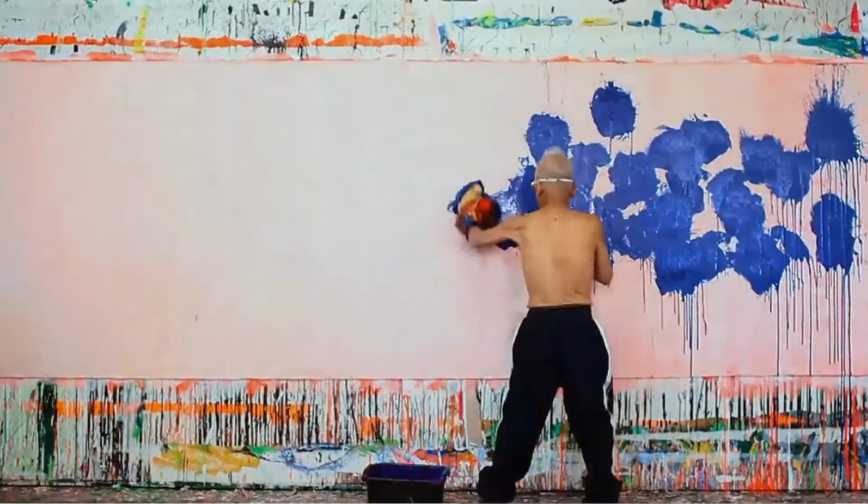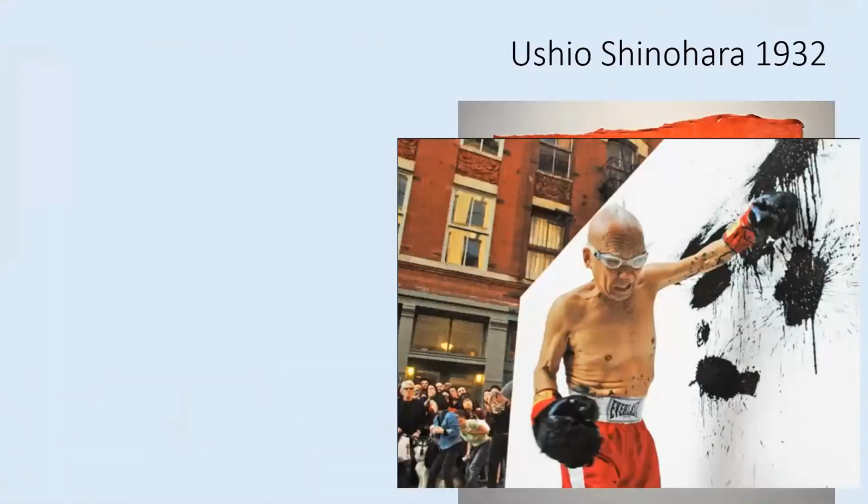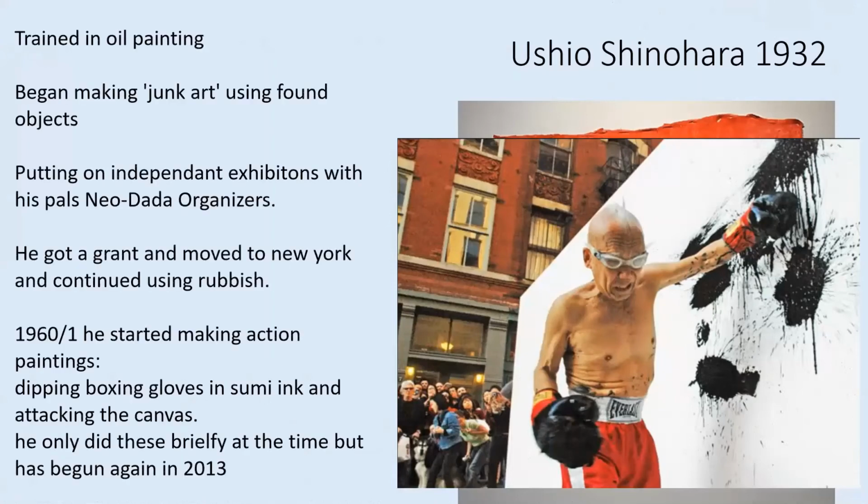This is an action painting, and it's made by punching by this dude here. So here he is making one of these works. This is Ushio Shonihara, and he was born in 1932. He's still working today. He was originally trained in oil painting, and then he began making junk art using found objects when he was a young dude.